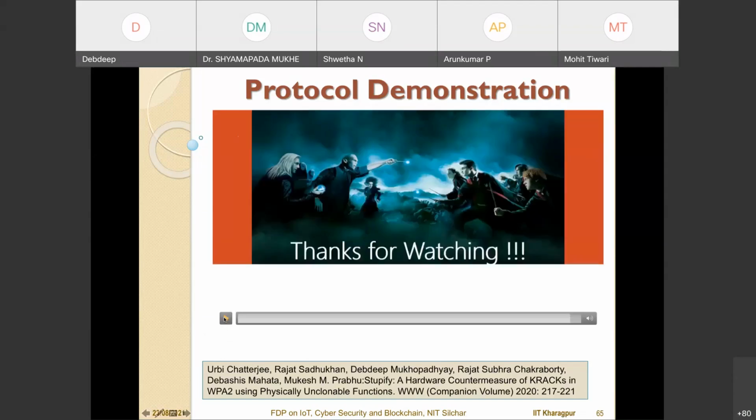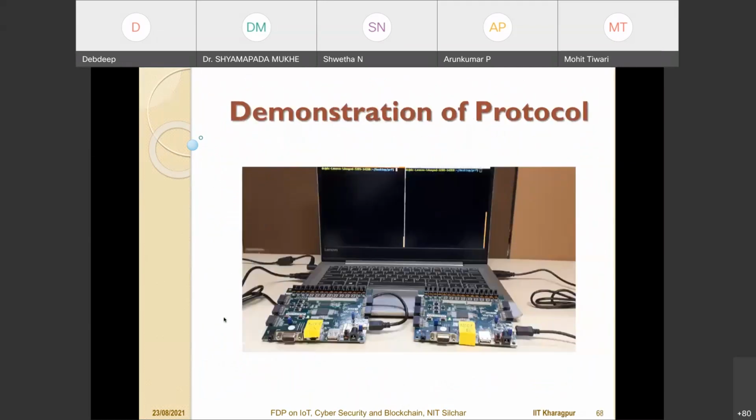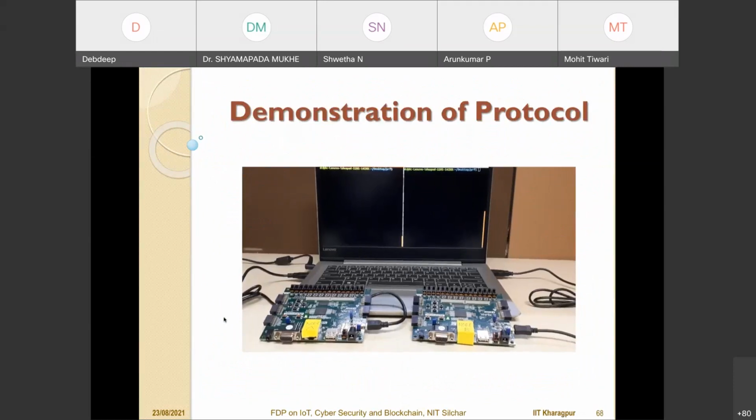This is just a demonstration showing how an authentication can work in the context of a system which is built around PUF, and not only does it get lightweightness, but it also helps to prevent this powerful class of man in the middle attacks. Okay, so I will be a little quick because I think I'm running out of time.